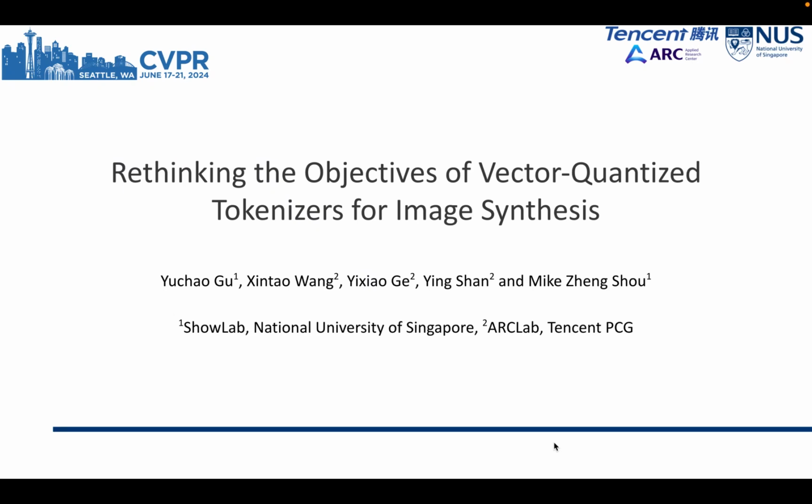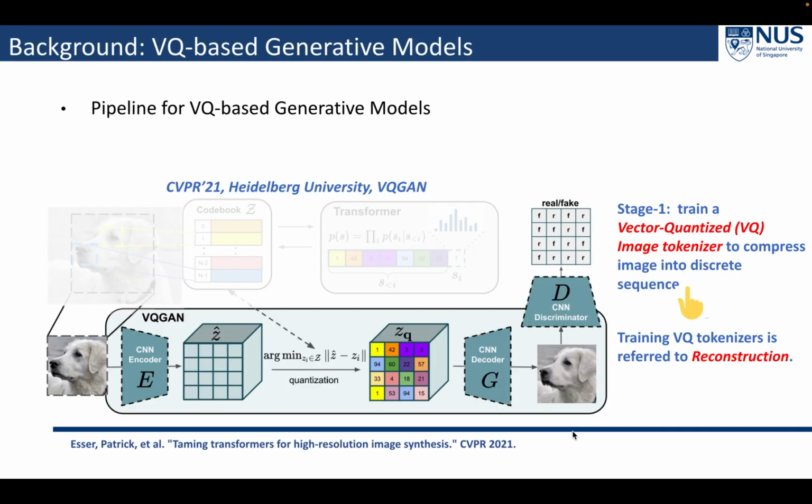This is our CVPR work, rethinking the objectives of Vector-Quantized tokenizers for image synthesis. Let's first cover the background of VQ-based generative models. It contains two training stages.